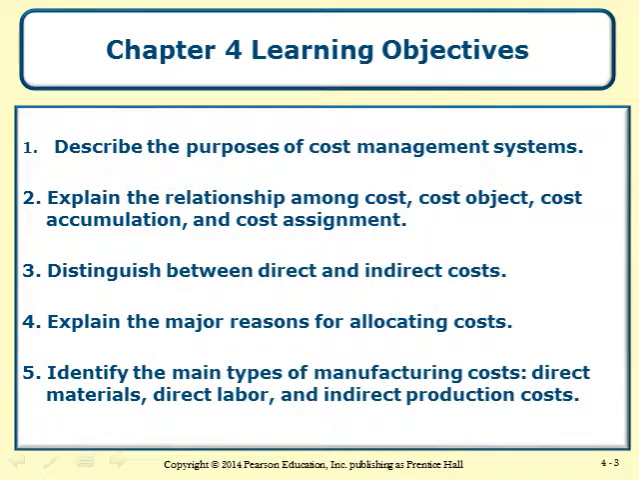for allocating costs, and to identify the main types of manufacturing costs, including direct materials, direct labor, and indirect production costs. And these are all very important concepts from a management accounting perspective because they're fundamental to the discipline of management accounting.